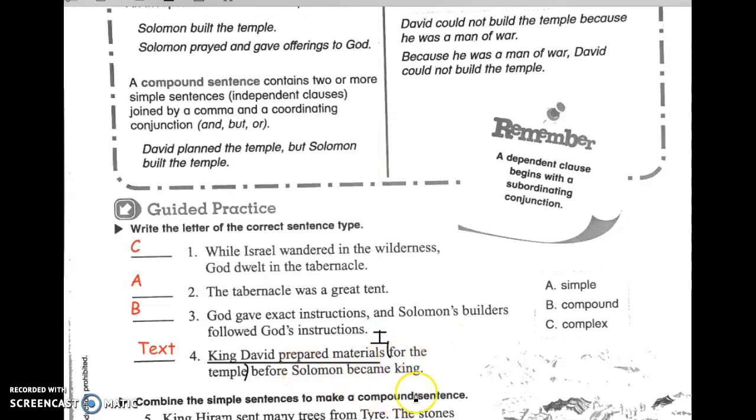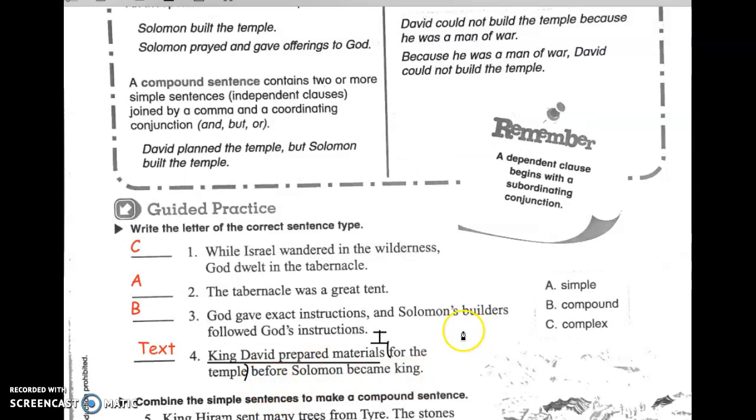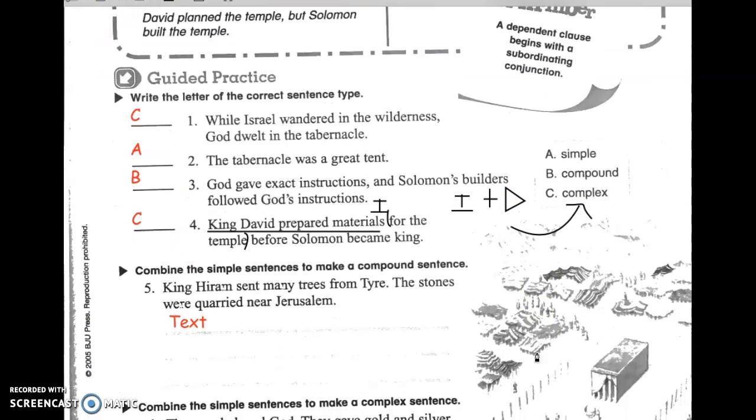Before Solomon became king. Is this independent or dependent? Well, we have a subordinating conjunction, before, right? So this is dependent. It's not a complete thought. And if we have an independent clause plus a dependent clause, what kind of sentence is it? Complex. Great job.